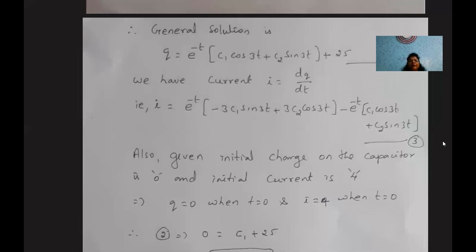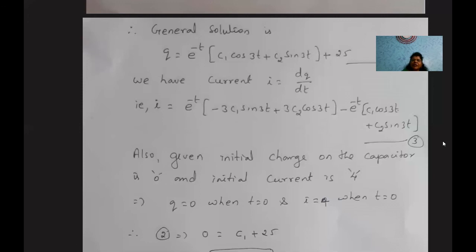Now, we need to find out the current. What is the relation between the current and the charge? I is equal to dq by dt. To find this, we differentiate q with respect to t. Again, I am going to use the product rule because e power minus t is a function of t and c1 cos 3t plus c2 sin 3t is also a function of t. So with the product rule, we have obtained equation 3.